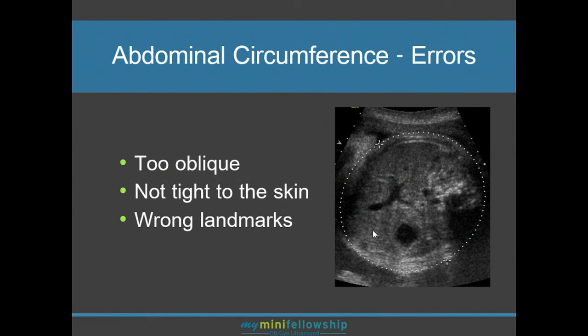The problems most people run into are measuring too oblique, like we said, where usually you'll see the entire umbilical vein running out in the picture here. That's too oblique. You're not tight to the skin, or you can't see the skin posteriorly, or you just straight up have the wrong landmarks. You maybe don't have the portal vein confluence in the picture.